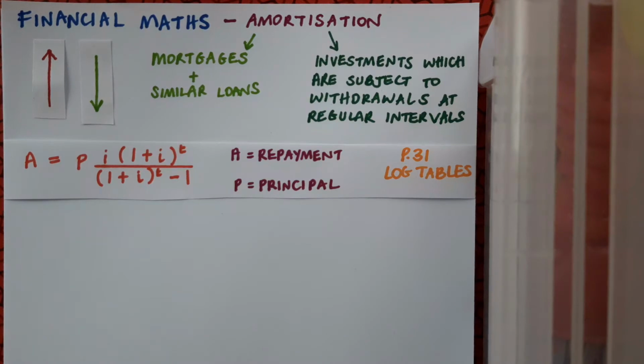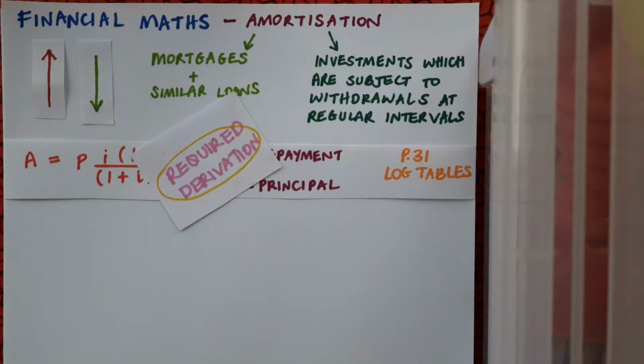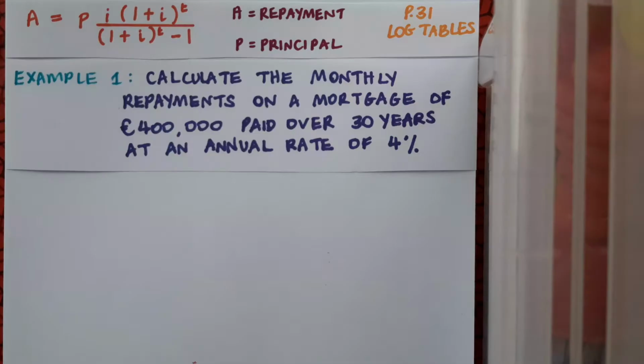In this formula, A stands for the repayment. Now in the log tables it does say the annual repayment amount, but this is flexible really in practice. It may be a monthly repayment amount just as easily. P stands for principal. This is the initial mortgage value or the amount of the initial investment. Again, just like in previous financial maths questions, it'll be really important for us to match our time units. And this formula is a required derivation on our course, and we'll be coming back to look at that again.